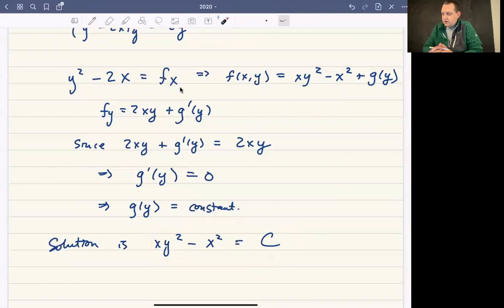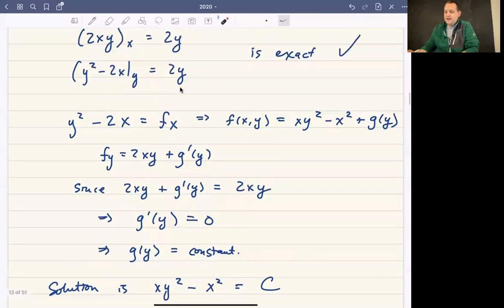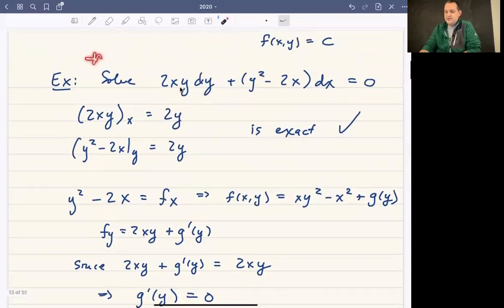Now, this is no longer a function y equals f of x, because we're not able to explicitly solve this for y, but we can still do all the stuff that we did before. It's kind of like doing implicit differentiation in Calc 1, but this is our solution. So this family of curves xy squared minus x squared equals c are exactly the things that will satisfy our differential equation.